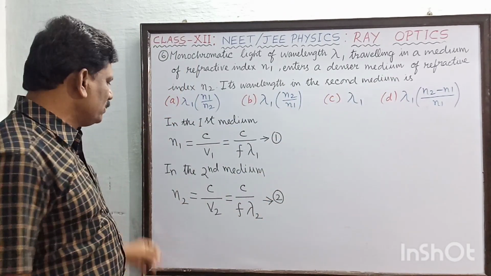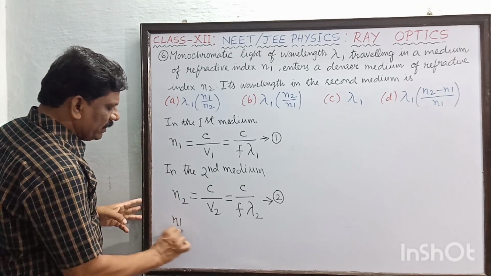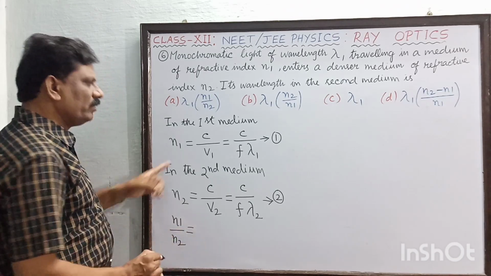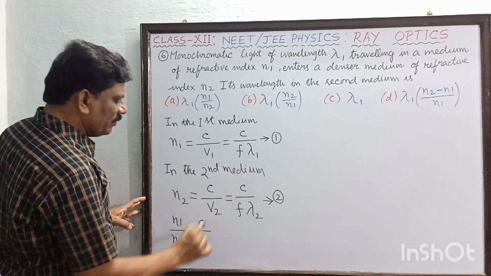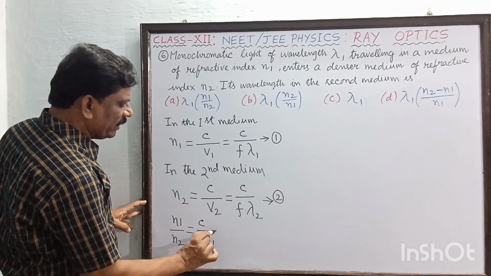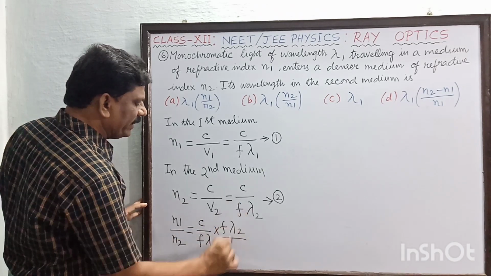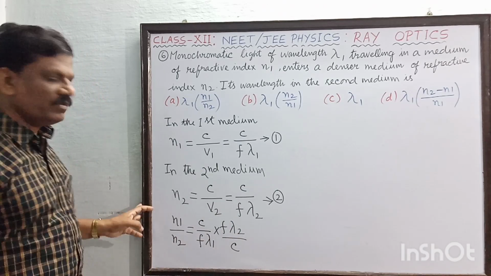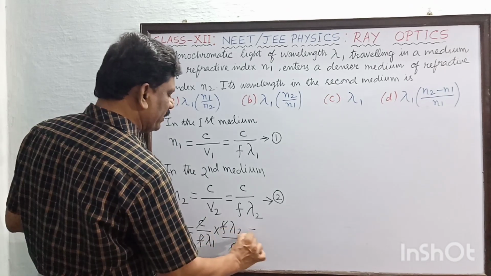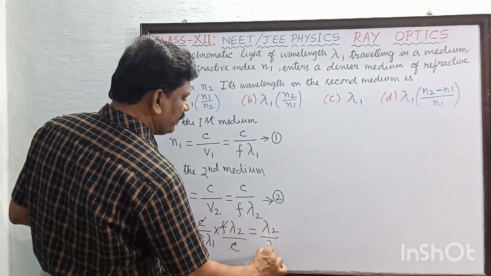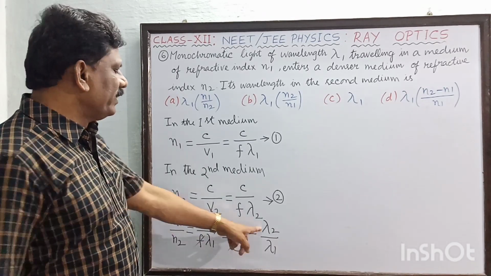So I am going to take the ratio on the left hand side, n1 by n2. So n1 divided by n2 is equal to c divided by f into lambda 1, multiplied by f into lambda 2 divided by c. Which factors get cancelled? c gets cancelled and f also gets cancelled. So we get the ratio lambda 2 divided by lambda 1. What we require is lambda 2 only.